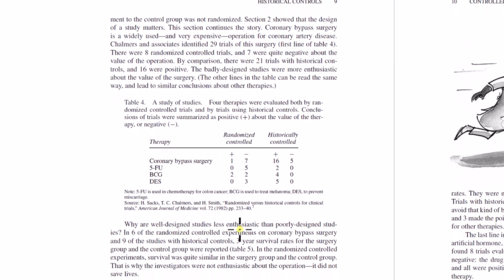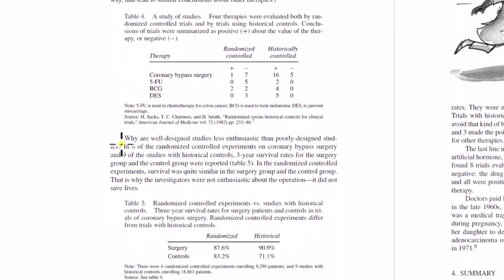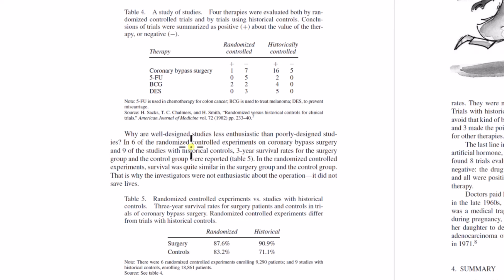Why are the well-designed studies less enthusiastic than the poorly designed studies? In 6 of the randomized controlled experiments on the coronary bypass surgery and 9 of the studies with historical controls, 3-year survival rates for the surgery group and the control group were reported. In the randomized controlled experiment, survival was quite similar in the surgery group and in the control group. That is why the investigators were not enthusiastic about the operation. It did not save lives.